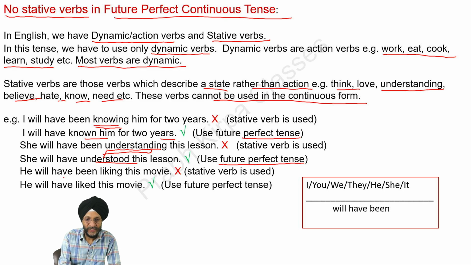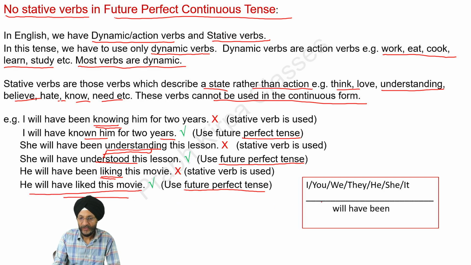Another example, he will have been liking. You cannot use like in the continuous form. So this sentence is again wrong. We can only use future perfect tense for this type of sentence. He will have liked this movie.